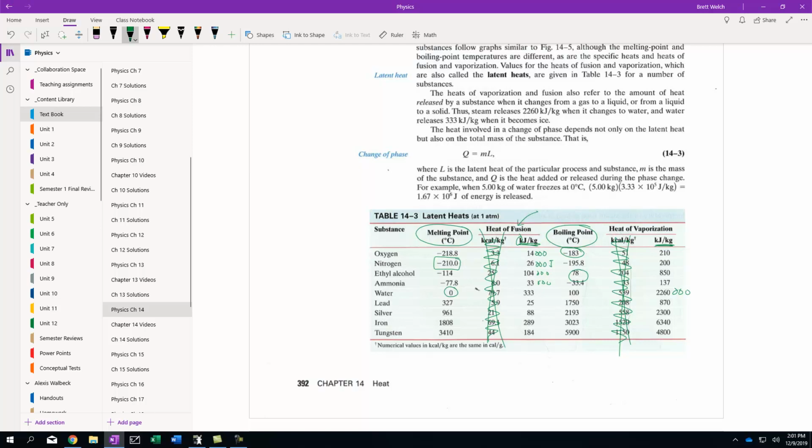Now fusion, if you think about fusing, is about solid, so there must be a solid involved. That's solid to liquid or liquid to solid. This is important because whether I'm freezing ice or melting ice, this is the amount of heat removed or added to produce that. And then over here we have vaporization, which means we are involving a gas. Notice that the gas numbers are a lot bigger than the fusion numbers.